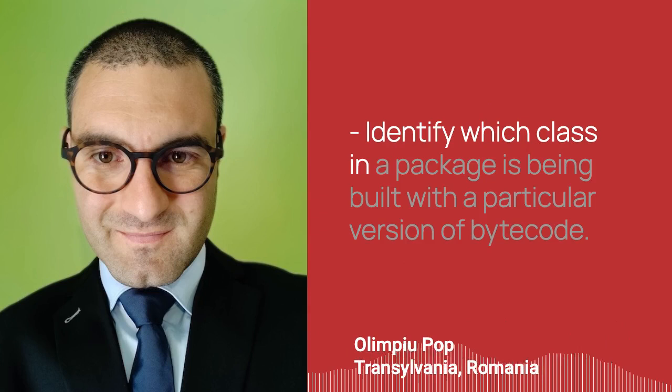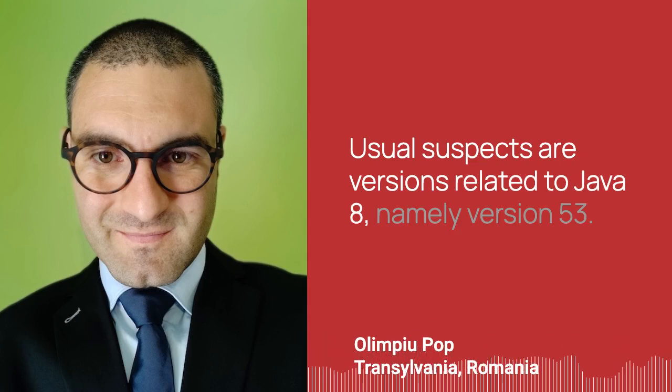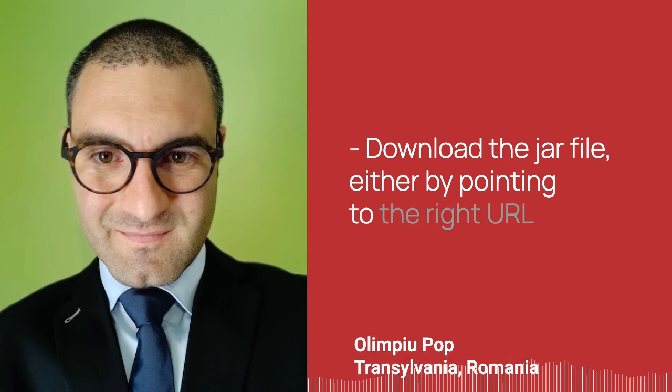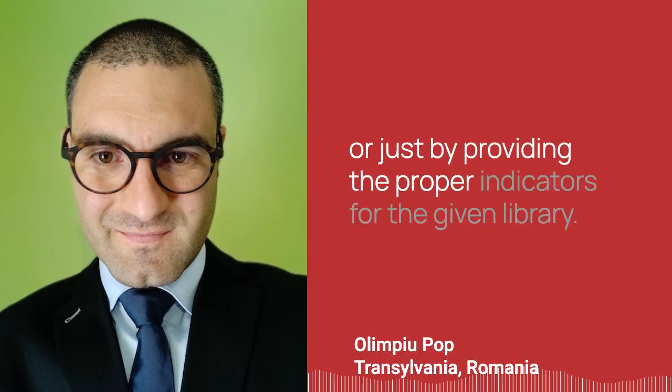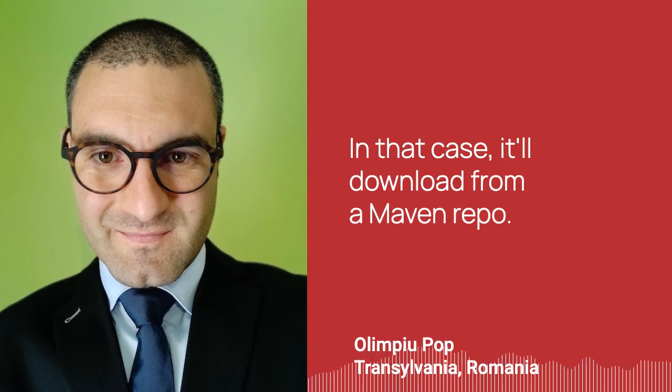Identify which class in a package is being built with a particular version of bytecode. Usual suspects are the versions related to Java 8, namely version 52. Download the jar file either by pointing to the right URL or just by providing the proper indicators for the given library. In that case, it will download from a Maven repo.